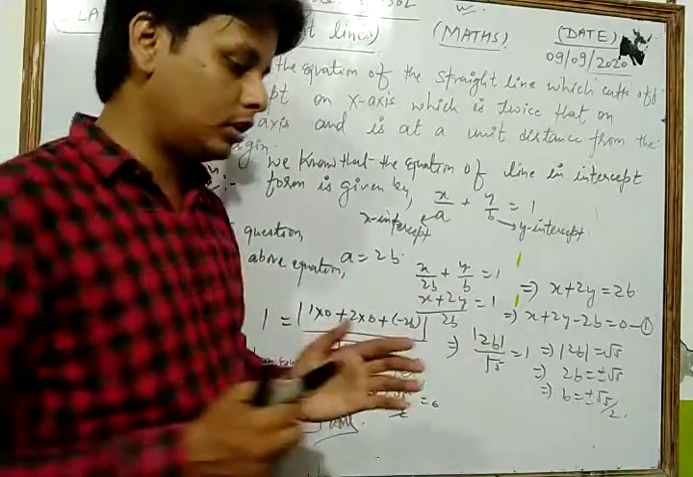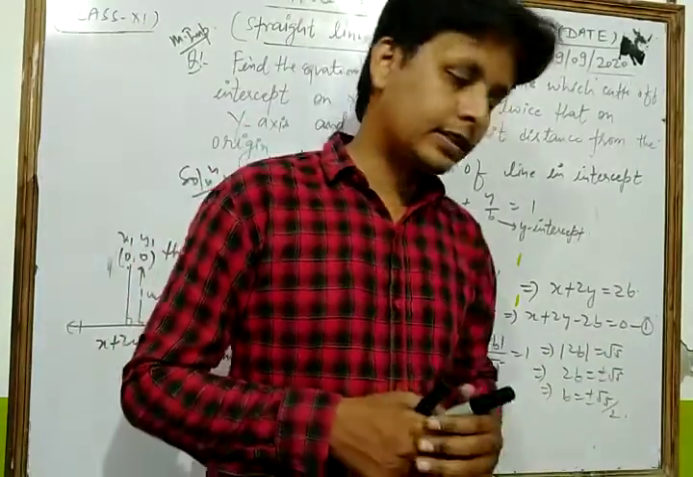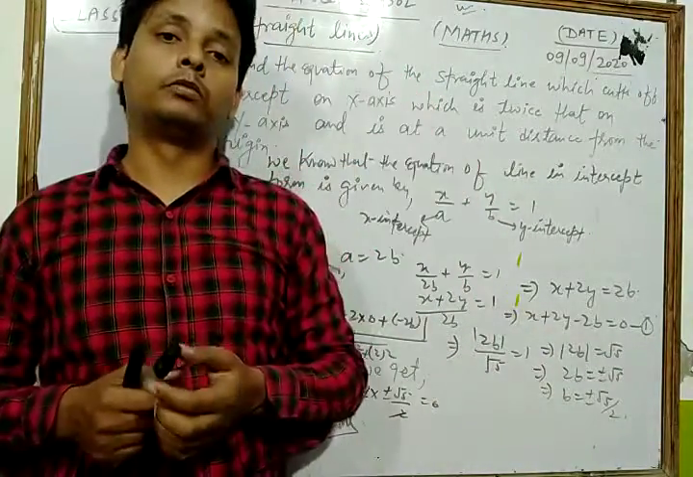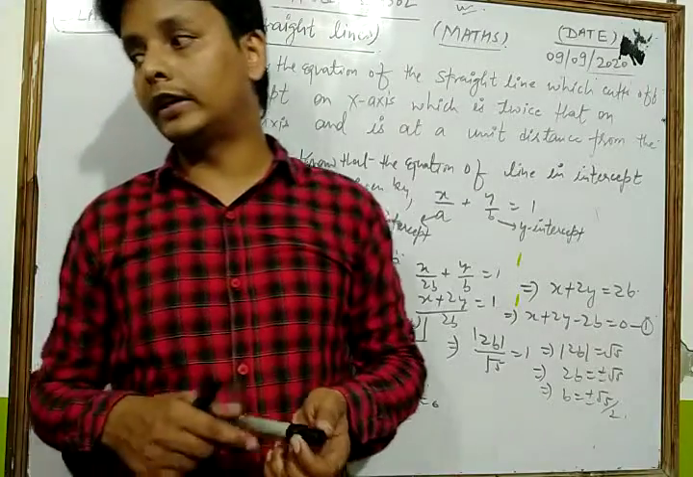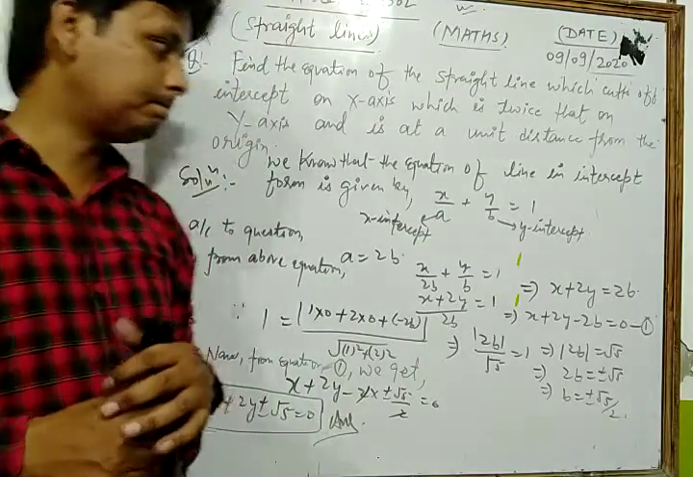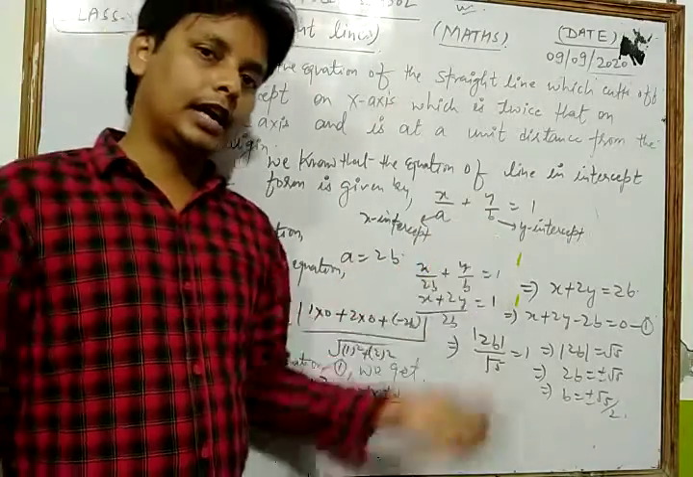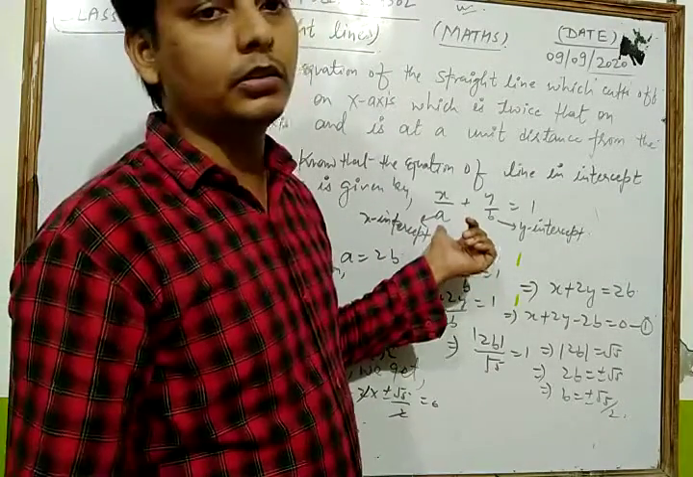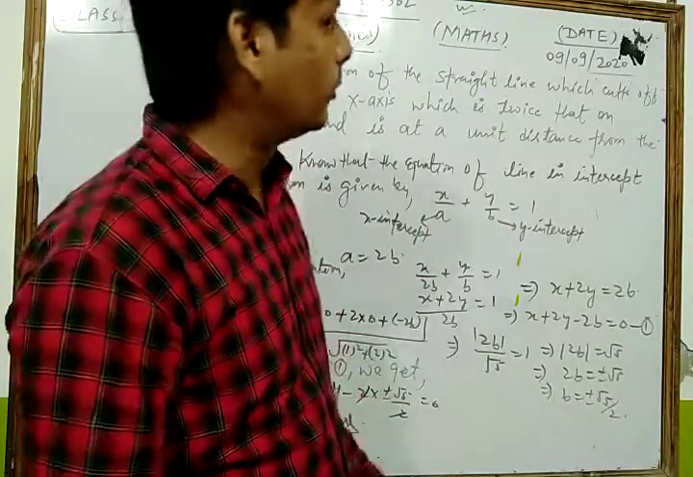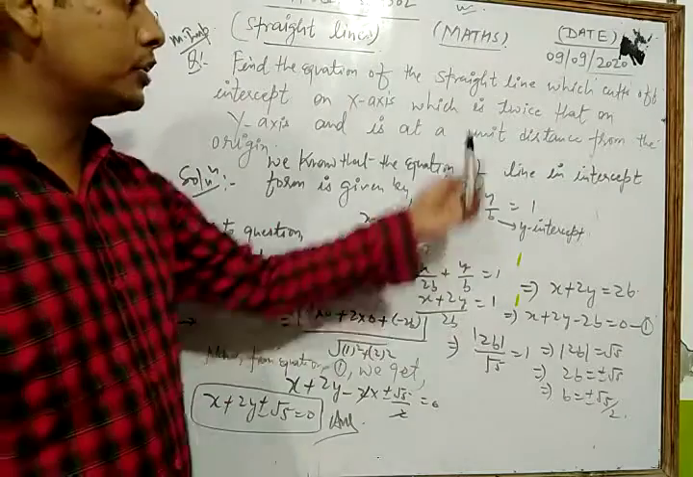Dear student, first of all, you know that in previous classes we discussed the equation of a line in intercept form. The equation of a line in intercept form is x upon a plus y upon b is equal to 1. We write it this way, and here a is your x-intercept and b is your y-intercept.